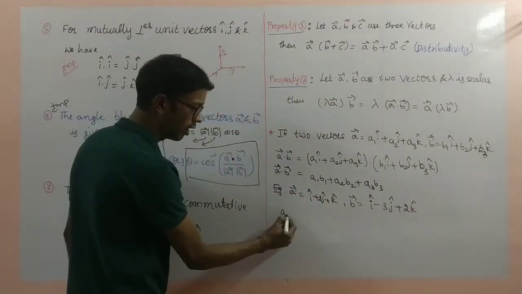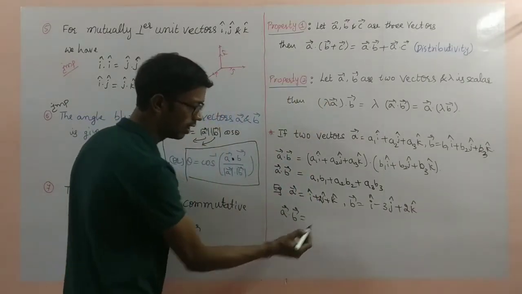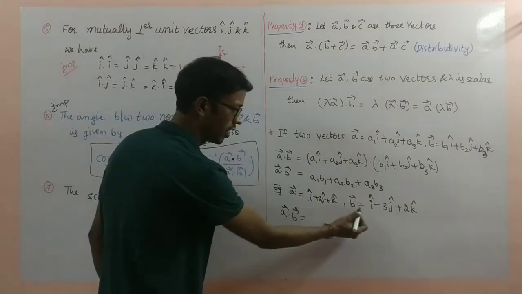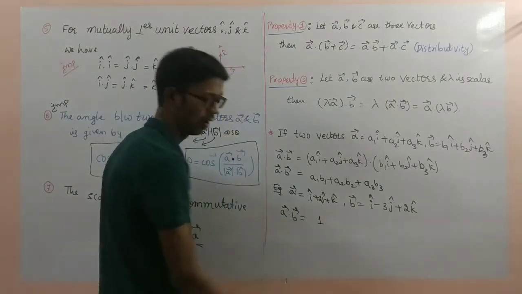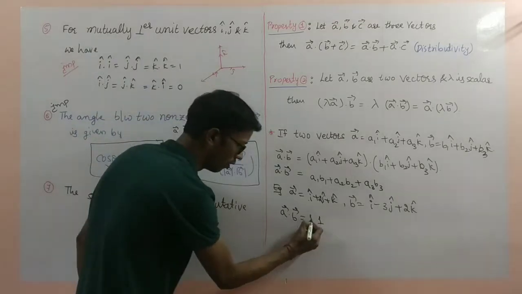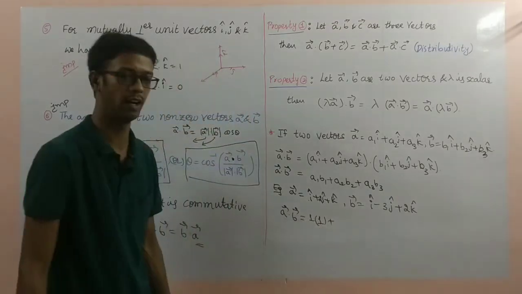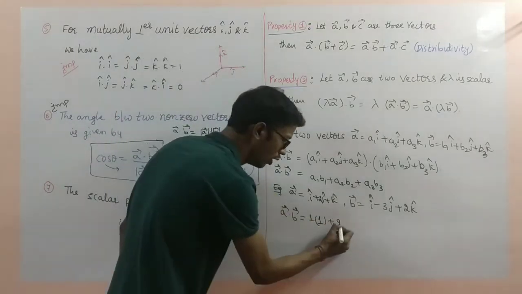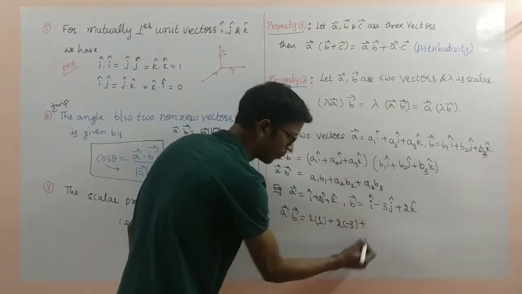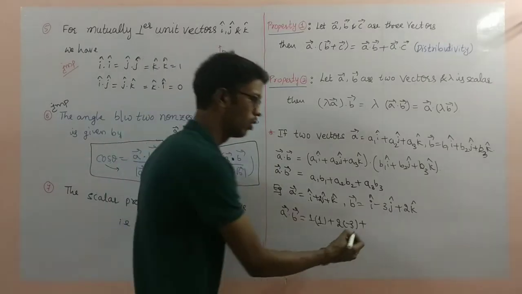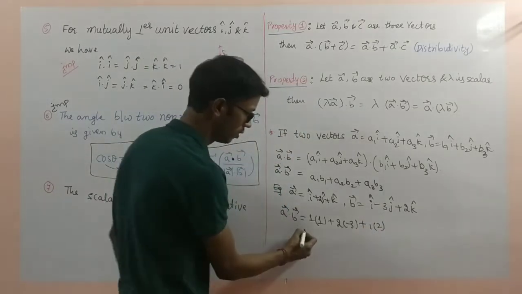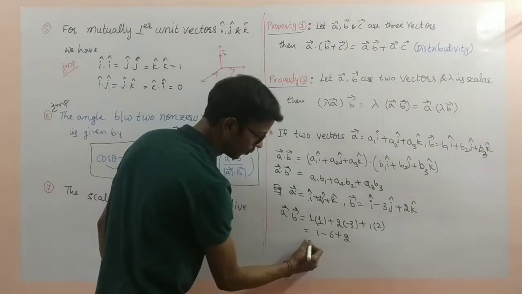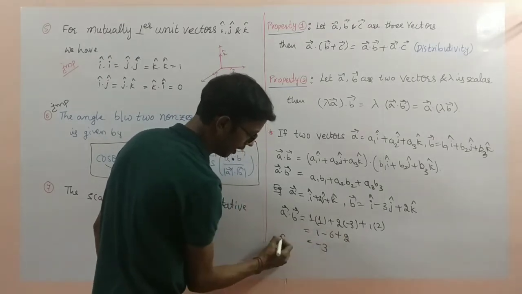So the dot product of A bar dot B bar is just the corresponding coefficients. I cap coefficient is 1, I cap coefficient is 1. So 1 into 1 you have to write. First problem I'll explain directly. 2 into minus 3 is there here. 2 into minus 3 plus 1 into 2. So the result is 1 minus 6 plus 2. 3 minus 6 is minus 3.